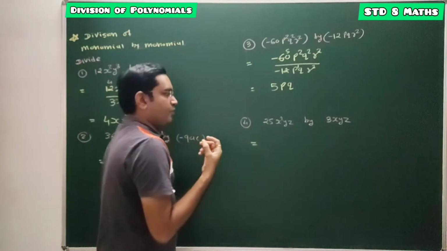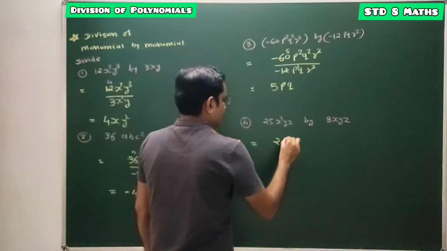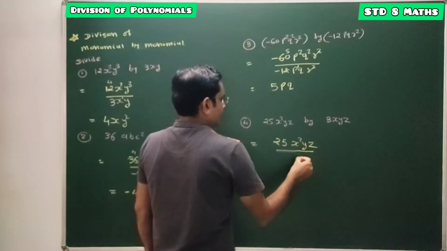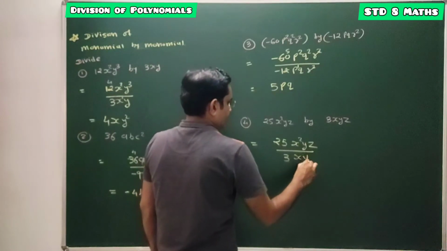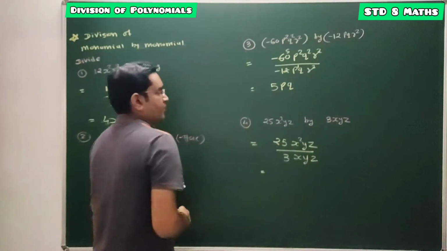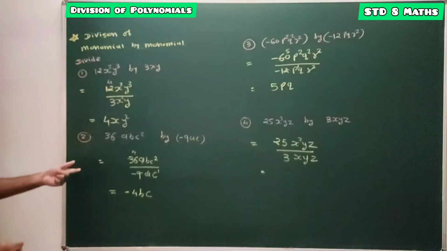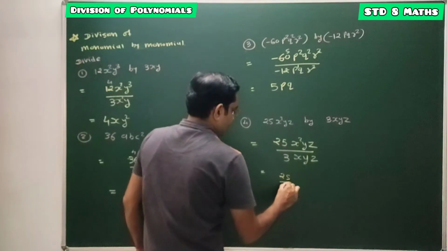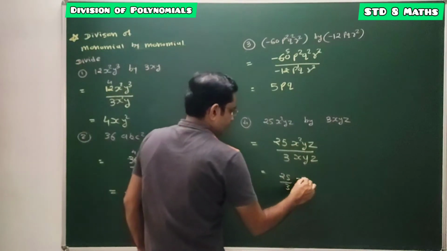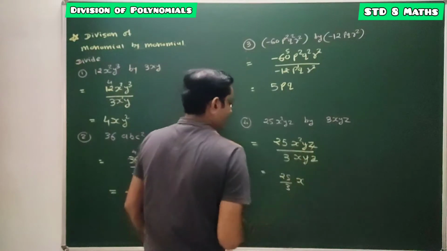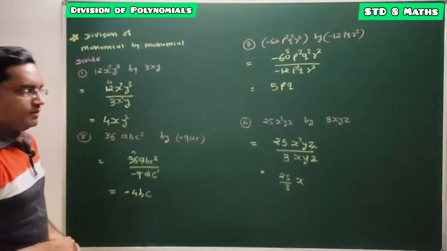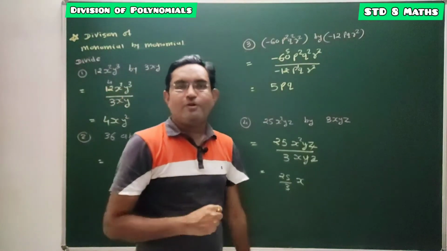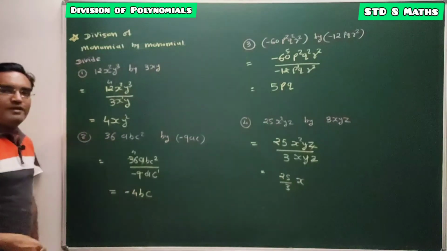Division of polynomials. So here 25 x square yz upon 3 xyz. It is not necessary that every time the constant part gets cut, right? Here if there is no cutting, we will let it remain as it is. 25/3 x square by x will be cut, y will be cut, z will be cut. So our answer is 25/3 x. Clear students? So this is how you can perform division of monomial with monomial. Pause the video and note it down.